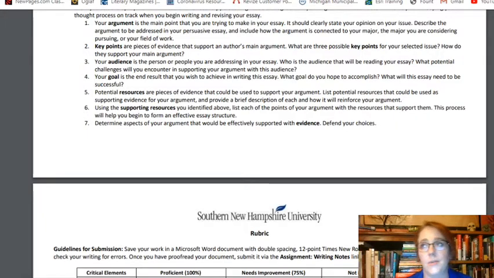We don't want to say, yeah, I'm going to go out in the world and find some newspapers to talk about this. What types of resources do you intend on using? Have you already started your research? Awesome. If you have, start listing the titles of those resources.